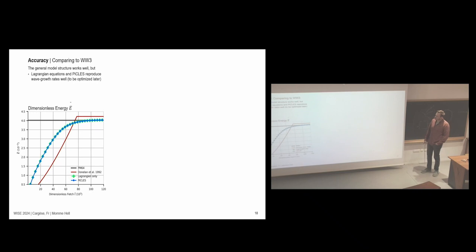The blue line is PiCLES, and the green line behind that is actually PiCLES without regridding. So that's just the Lagrangian wave growth. And what you see is they're the same. That means that this remeshing algorithm is completely conservative. We do not have any dispersion there, and that's a very good characteristic to have for a numerical scheme.